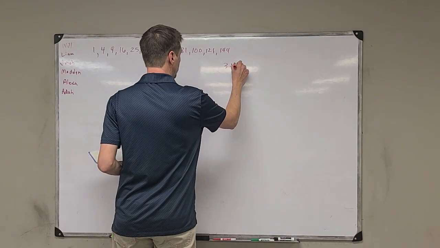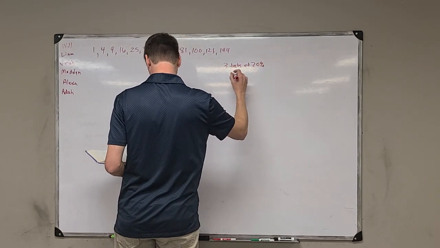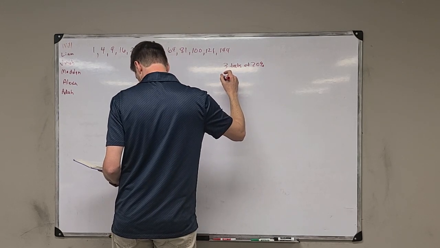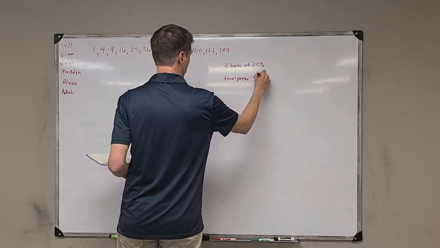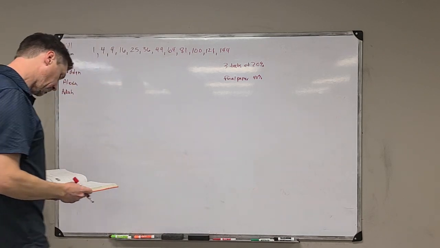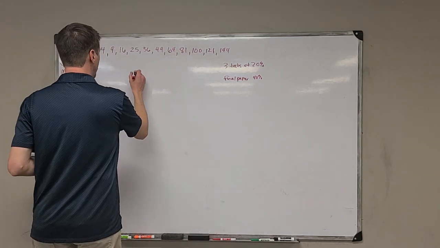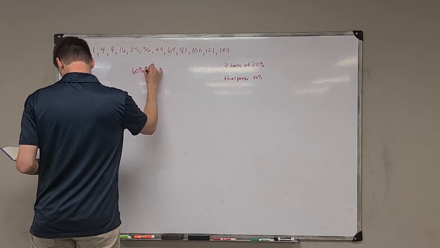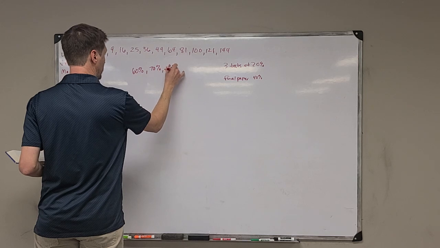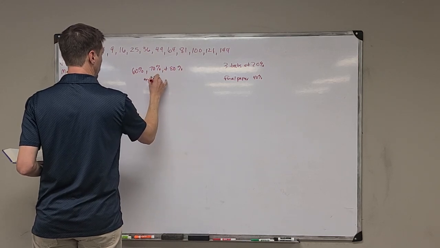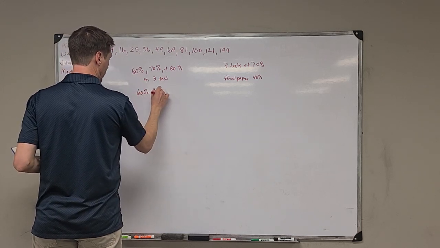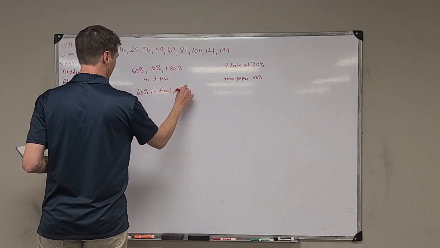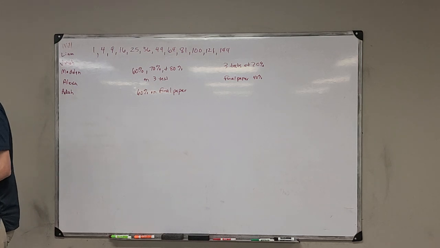So we had three tests at 20% and the final paper counted 40%. And on his three tests, he got a 60%, a 70%, and an 80%. And oh man, 60% on his final paper. It's a tough class. What was his overall score for the course?